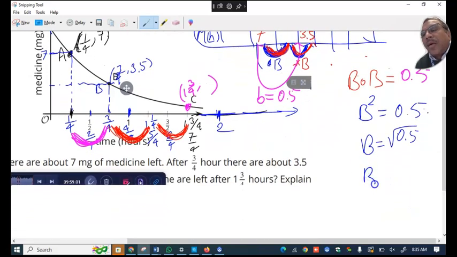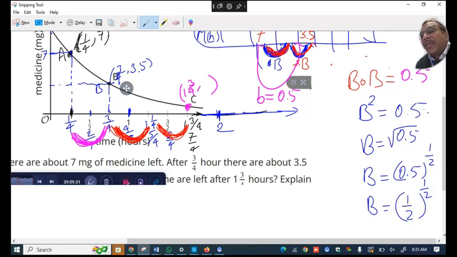Which is also 0.5 raised to half, which is also the same as half raised to half. See how beautiful this is. And if you want to know how much, every 15 minutes, what percentage goes down, we can put this on the calculator. I want somebody to figure out, if you put this on the calculator, what do you get? Half raised to half.